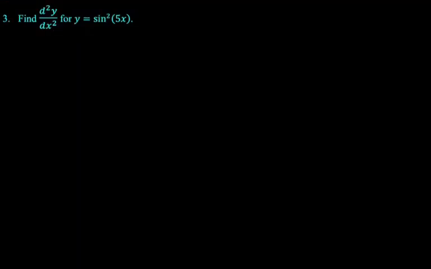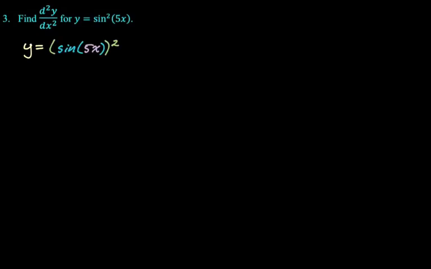All right, next up, we're going to find the second derivative for y equals sine squared of 5x. So I think maybe we've even actually done this problem before. I don't know, but it's pretty common to find first derivatives, second derivatives, clean them up, that kind of thing. So I'm going to do this like I do them. It's a chain rule problem, right?